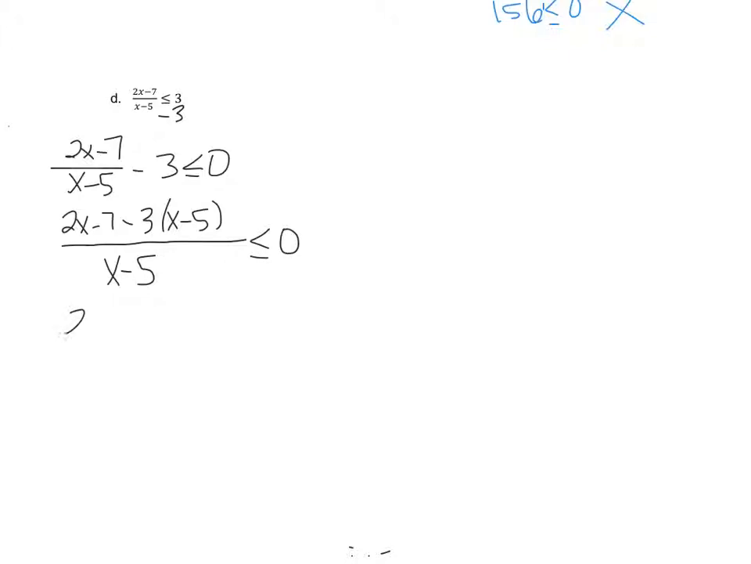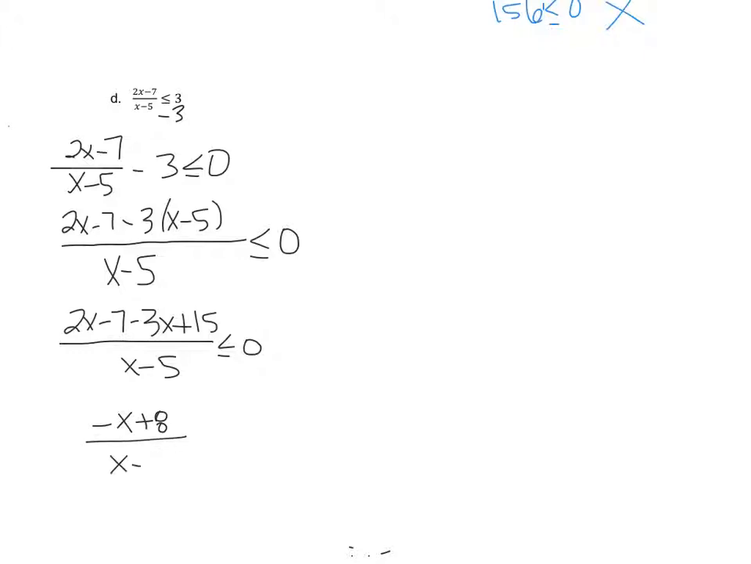So we're just going to clean up the top now. 2x minus 7 minus 3x plus 15 all over x minus 5 is less than or equal to 0. Combine like terms. So I have negative x plus 8 on top, and I have x minus 5 on bottom, is all less than or equal to 0.